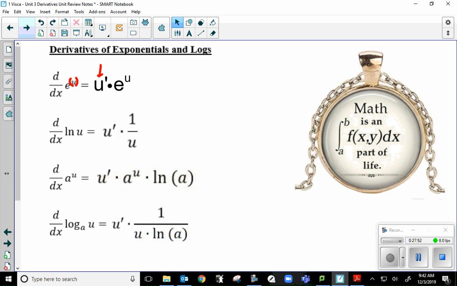Math is an integral part of life. That means integral. That's what makes this funny, because it's true.